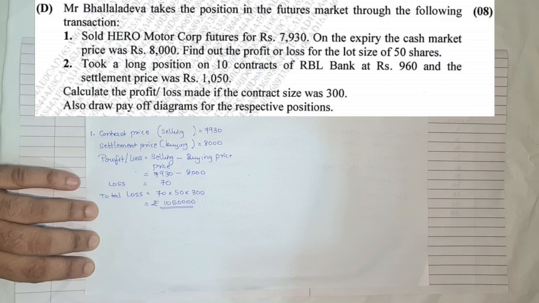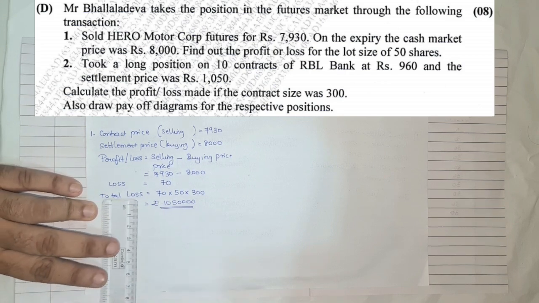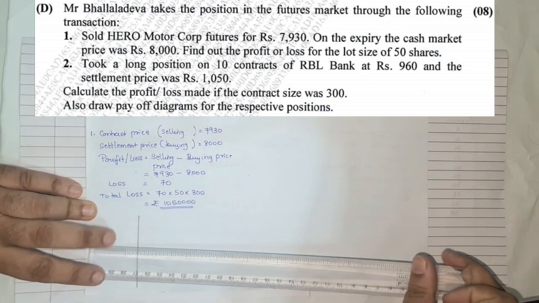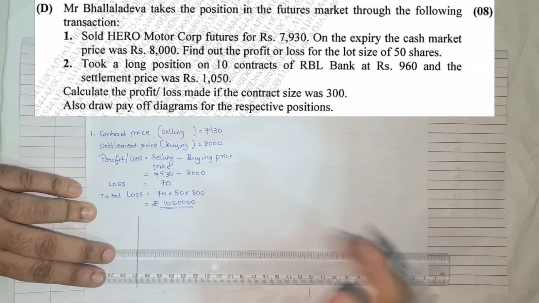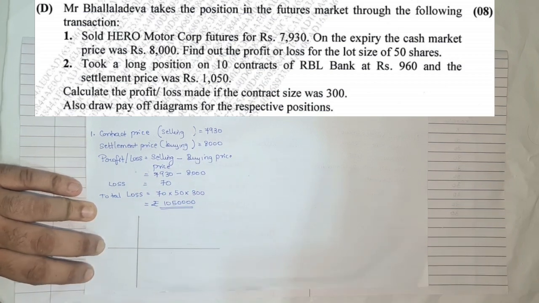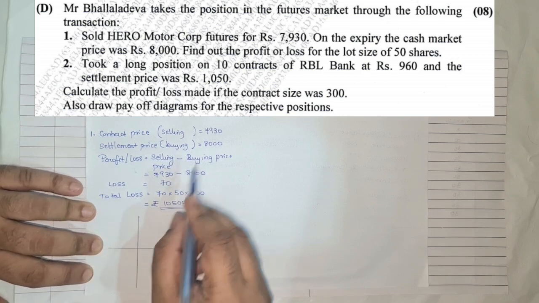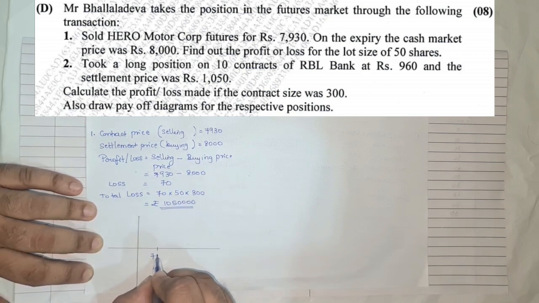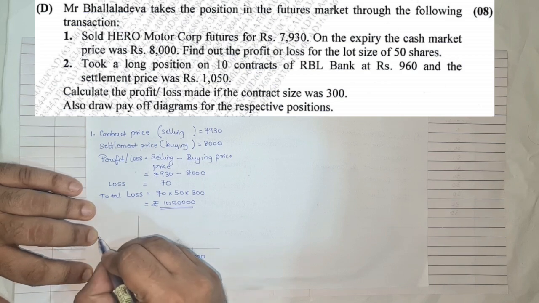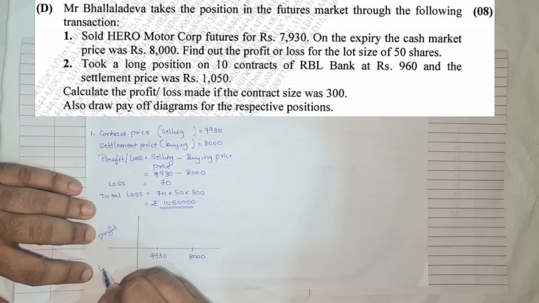Okay, now we need to draw the payoff table or the payoff diagram. Very simple, we make the y-axis and the x-axis. Okay, step 1, we first note down the prices. So 7930 comes first and then 8,000 comes later on. On top we have the profits, bottom we have the losses. In this case there's a loss, so I'm noting a loss of negative 70.